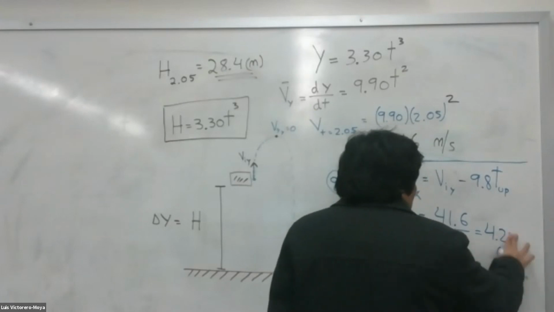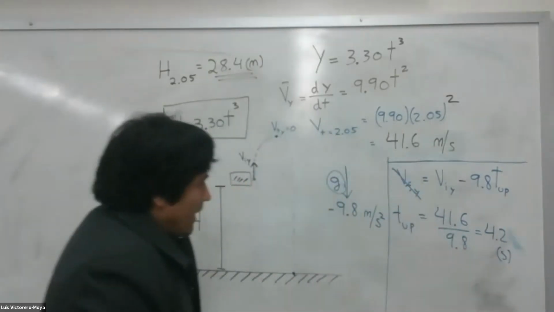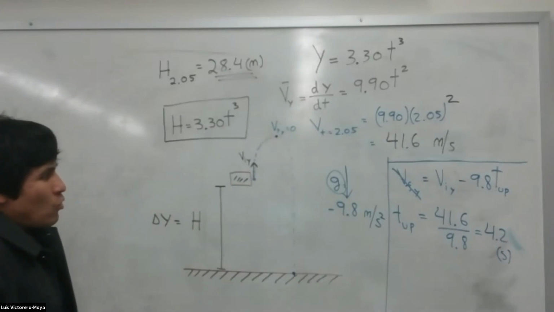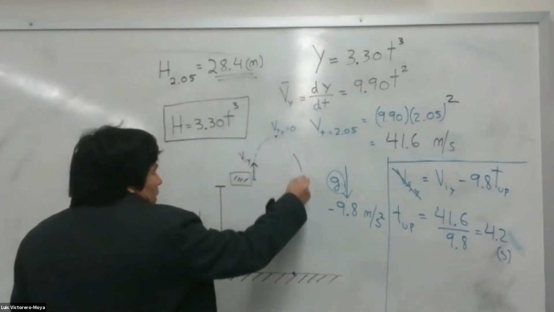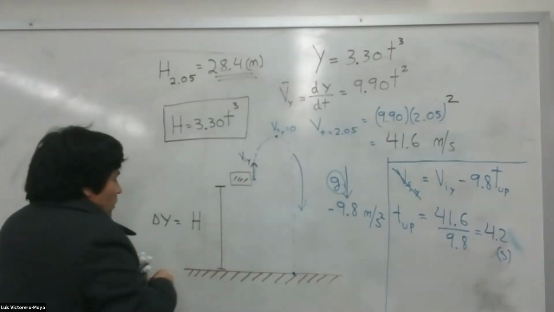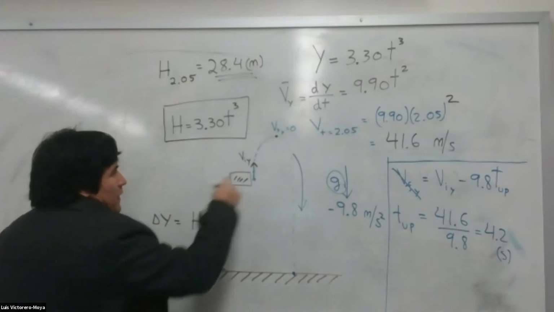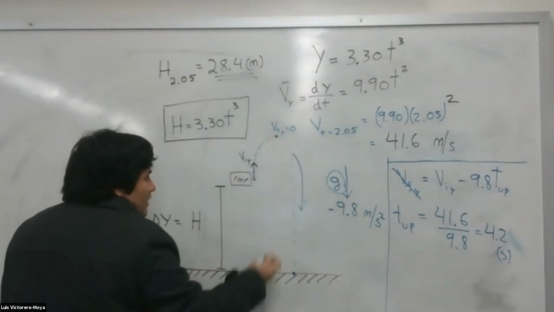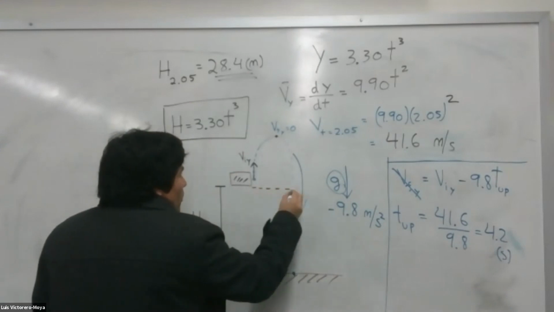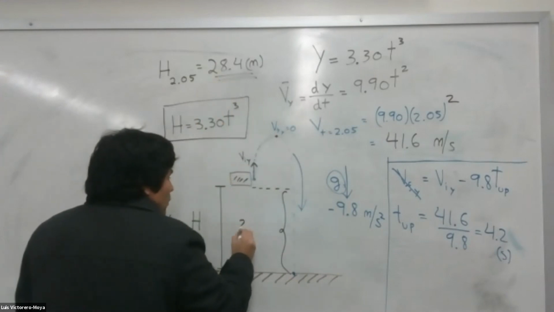Seconds. Actually, 4.2 seconds. Excellent. So that's the time to go up. To find the time going down, you need to know the initial speed, which is 0, and you need to know the total height. But guess what? You already know part of it. All this is 28.4.